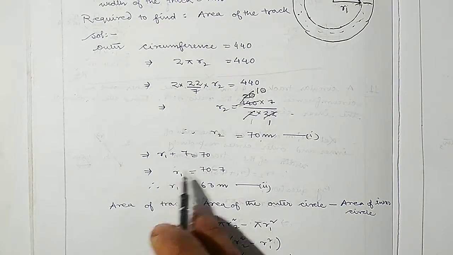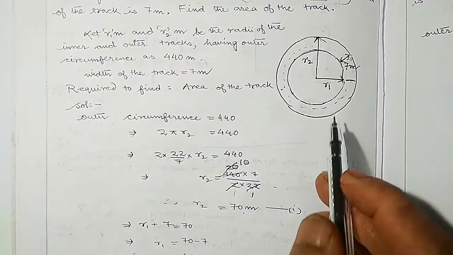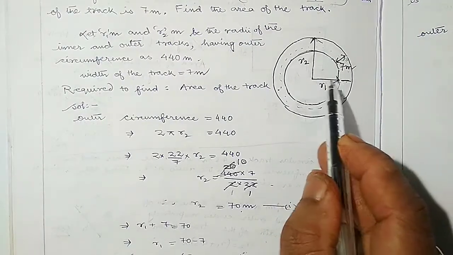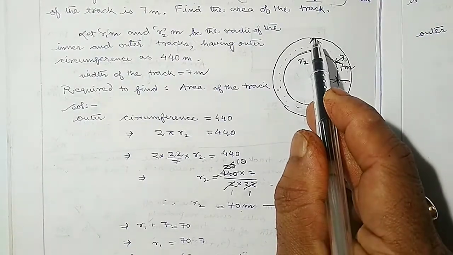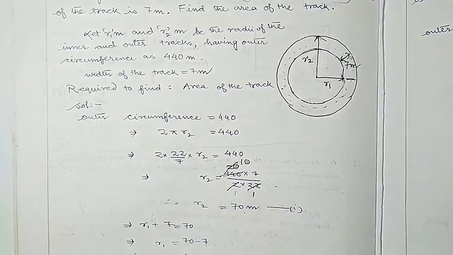So R1 will be 70 minus 7, that is R1 is 63. That means from here to here it is 63, and from here to outside. That means the radius of the outer circle is 70 and the radius of the inner circle is 63.